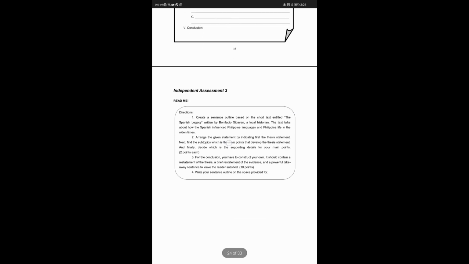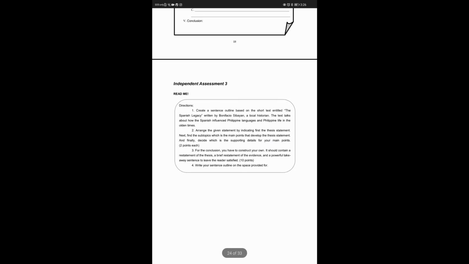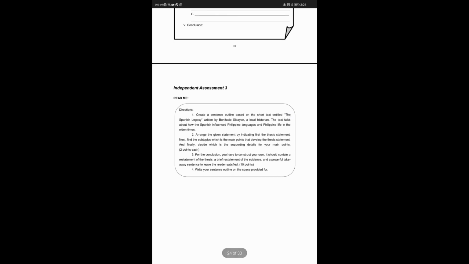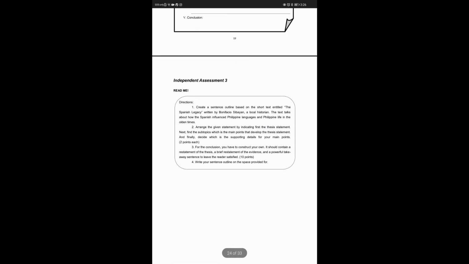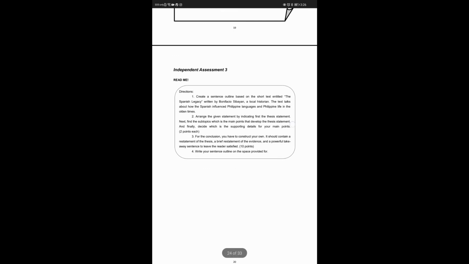So directions here. First, create a sentence outline based on the short text titled The Spanish Legacy, written by Bonifacio Sibayan, a local historian. The text talks about how the Spanish influenced Philippine languages and Philippine life in the olden times, ng mga sinuunang panahon daw. Okay? Second, arrange the given statements by indicating first the thesis statement.